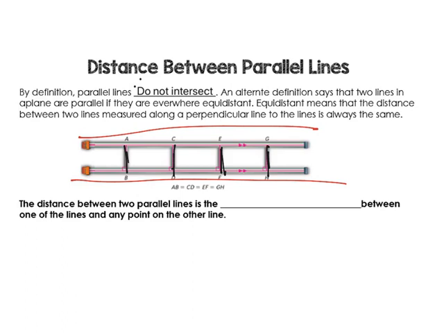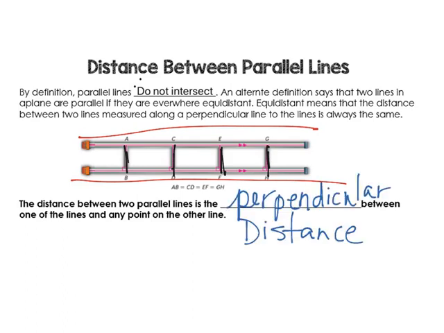That makes sense. Think of a ladder, and that's kind of what they give us here. Down here on this other part, the distance between two parallel lines is the perpendicular distance between one of the lines and any point on the other line.